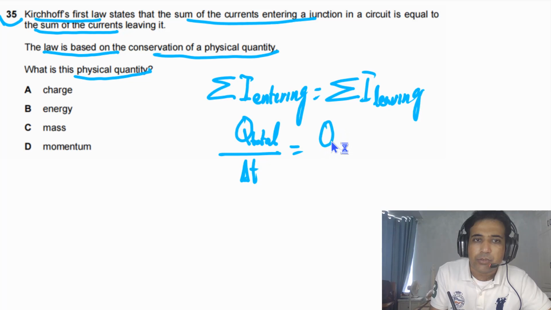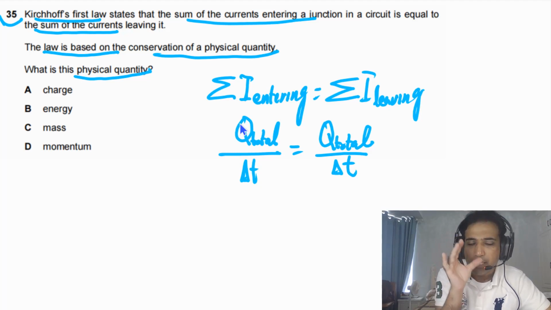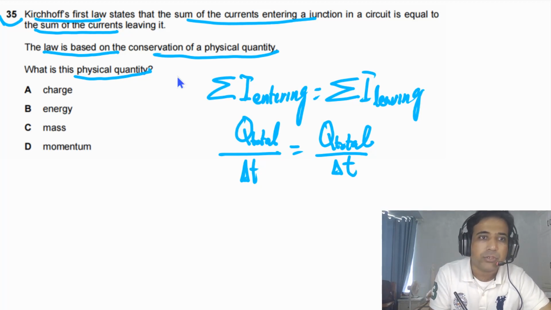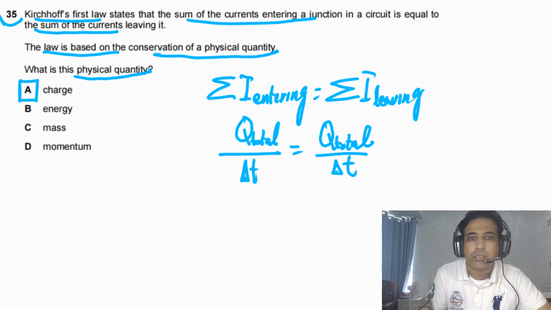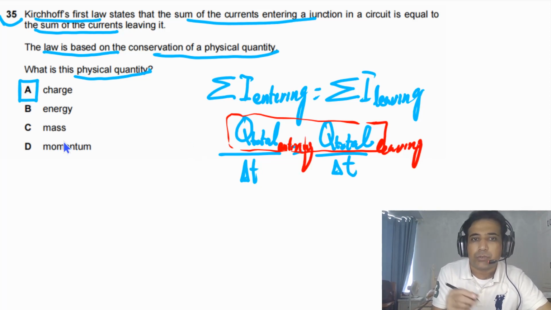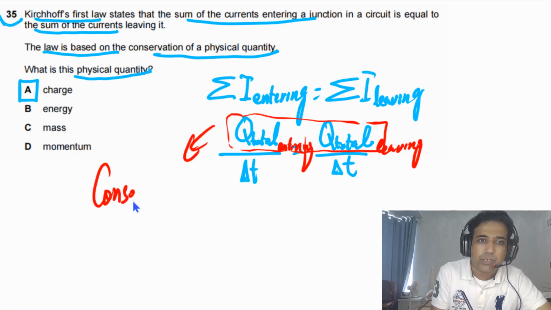This one has to be equal to Q total leaving the same junction over delta T. So in this case we are talking about the same amount of time. It means the same amount of charge has to enter and the same amount of charge has to leave the junction. So this law is simply based on conservation of charge. Q total entering has to be equal to Q total leaving. So this is based on conservation of charge.